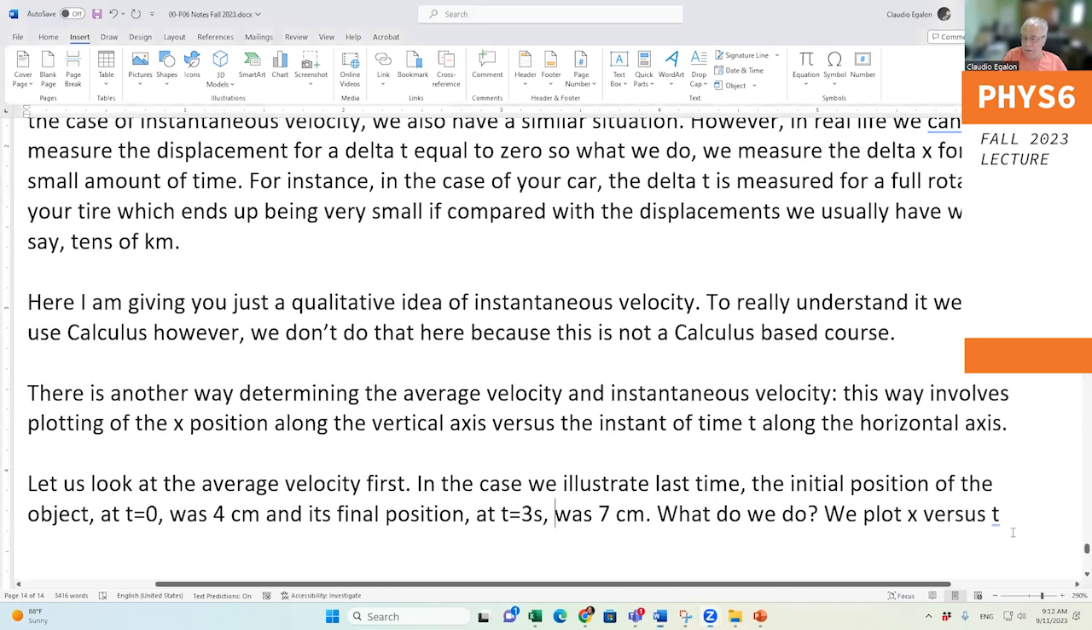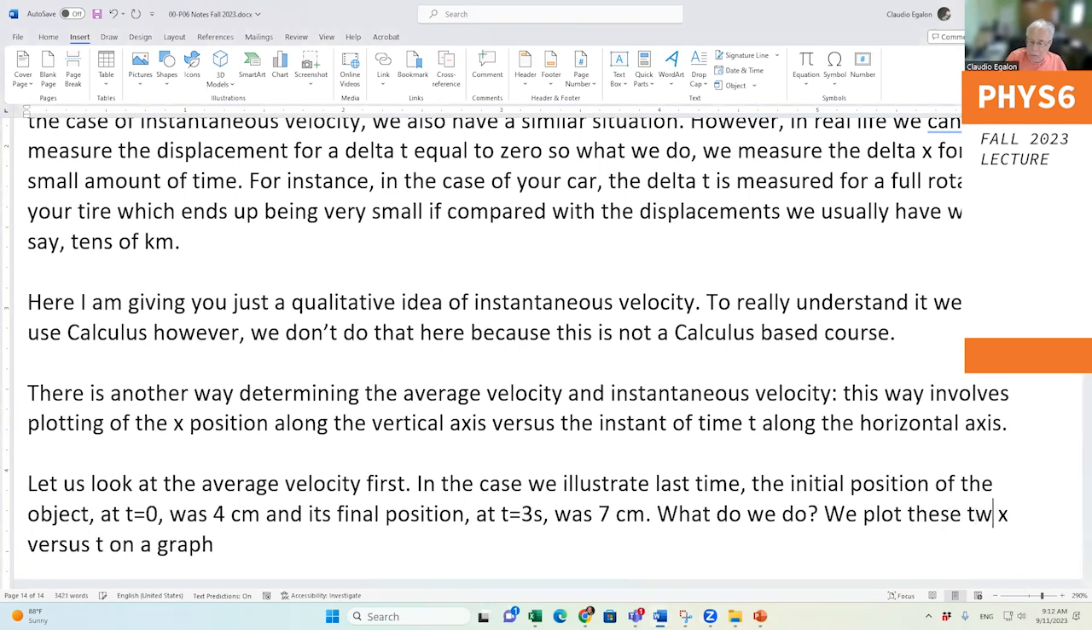Okay, so we plot x versus t on a graph. We plot these 2 points. And these 2 points will be what? 0 and 4 centimeters, and 3 seconds, 7 centimeters. These 2 points on a graph x versus t, okay?